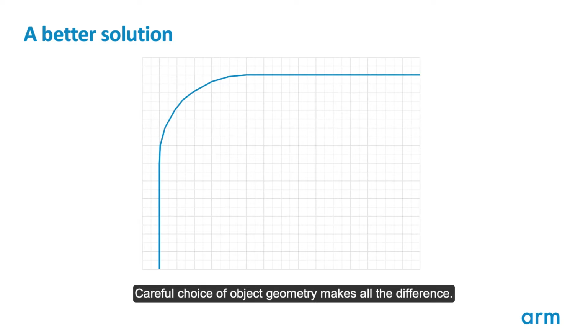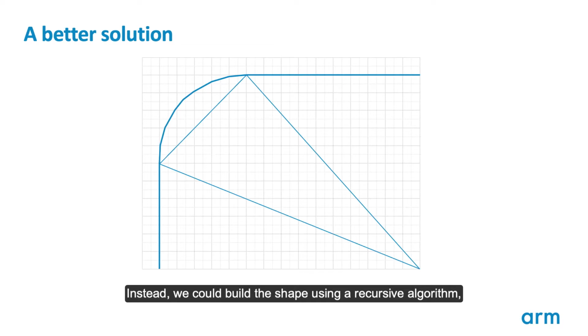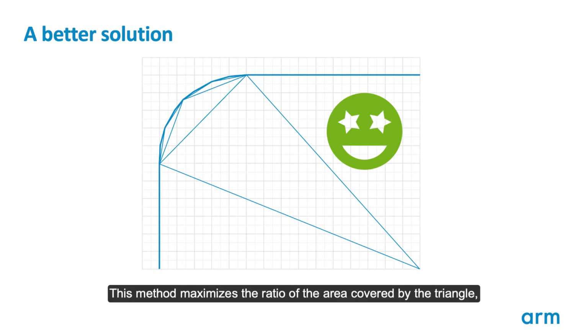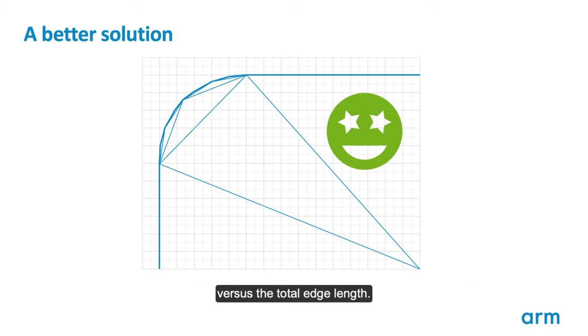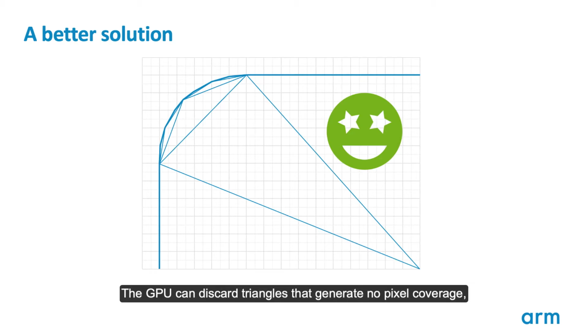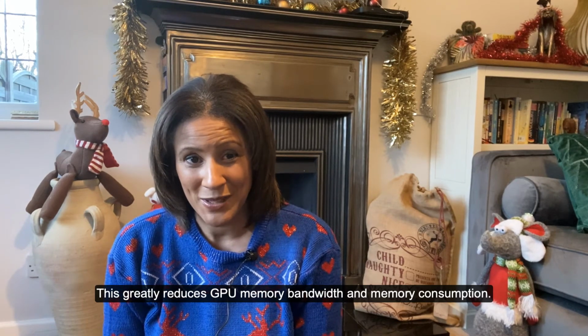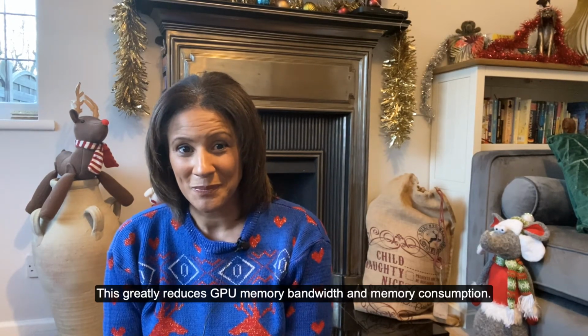Careful choice of object geometry makes all the difference. Instead, we could build the shape using a recursive algorithm that adds new triangles, each consuming the largest amount of additional area. This method maximizes the ratio of the area covered by the triangle versus the total edge length. The GPU can discard triangles that generate no pixel coverage, such as the micro triangles around the periphery of the curved edge. This greatly reduces GPU memory bandwidth and memory consumption.